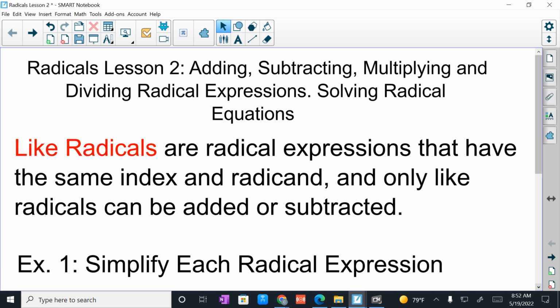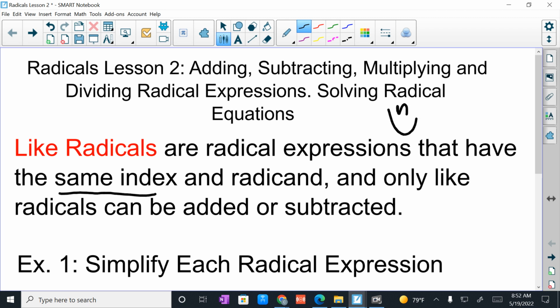So, guys, what is a like radical? A like radical is kind of like a like term. If you remember, like terms were the same variable raised to the same power. Well, in this case, like radicals are radical expressions that have the same exact index. Little friendly reminder, the index is that number there. Same index and radicand, and only like radicals can be added or subtracted.